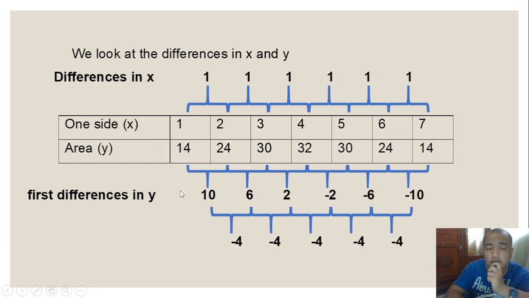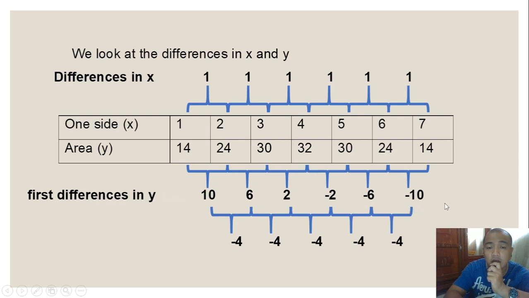First differences in y. 24 minus 14, 10. 30 minus 24, 6. 32 minus 30, 2. 30 minus 32, negative 2. 24 minus 30, negative 6. 14 minus 24, negative 10. What did you observe? For the first differences in y, they are not the same.